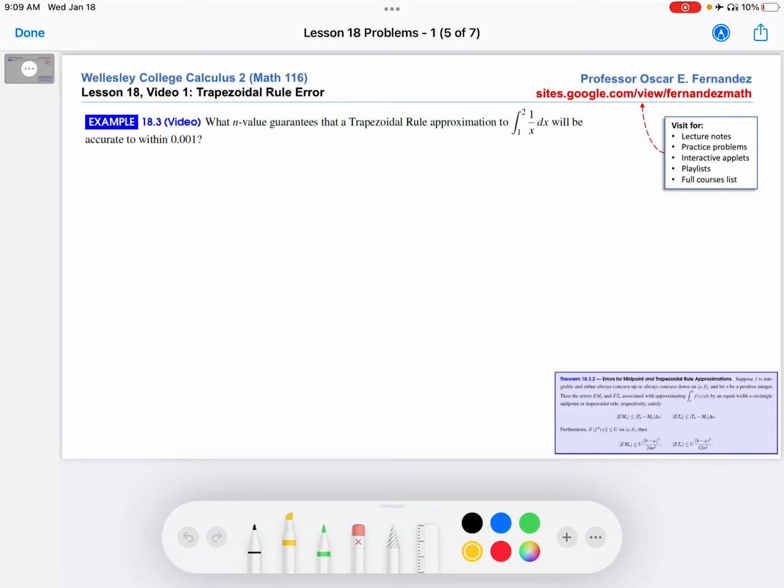Hi, this is Professor Fernandez, and in this video we're going to work out an example of the trapezoidal rule error. This example comes from the lesson notes from lesson 18. You'll find those notes on this website, along with those other resources.